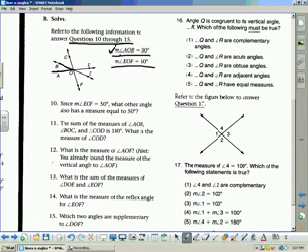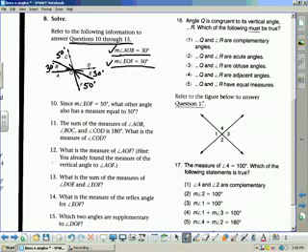Angle AOB is 30 degrees. Okay, now what do I know about opposite angles? I know they're equal. So I'm going to go ahead and write in the opposite angle is also 30 degrees because opposite angles are congruent. Angle EOF is 50 degrees. Again, I'm going to find the opposite or vertical angle, which is COB, and that is also 50 degrees.